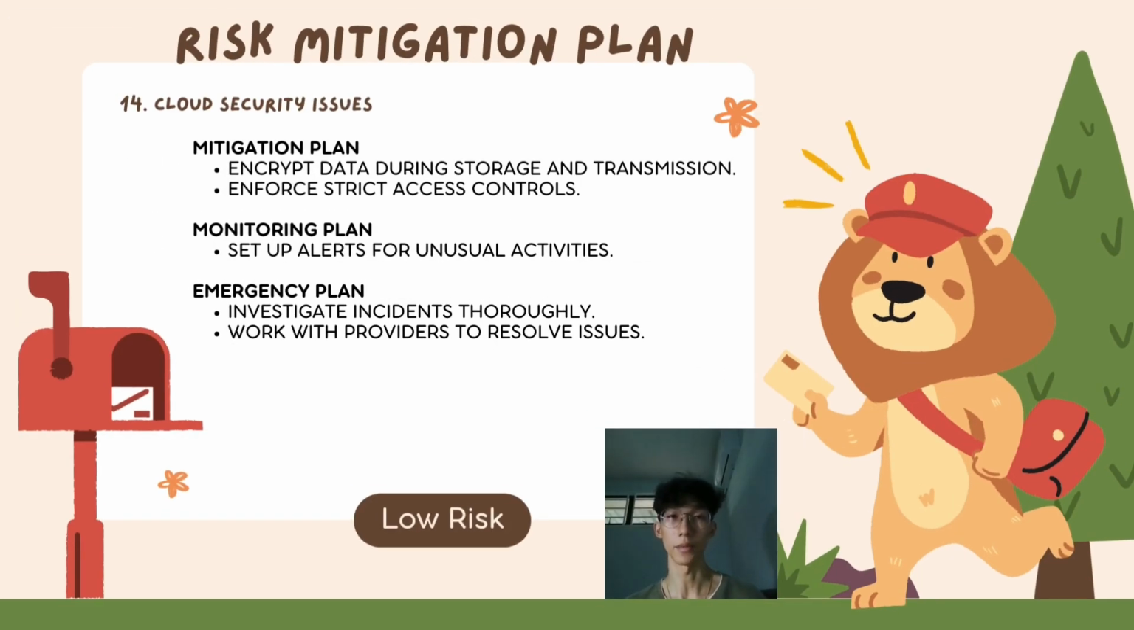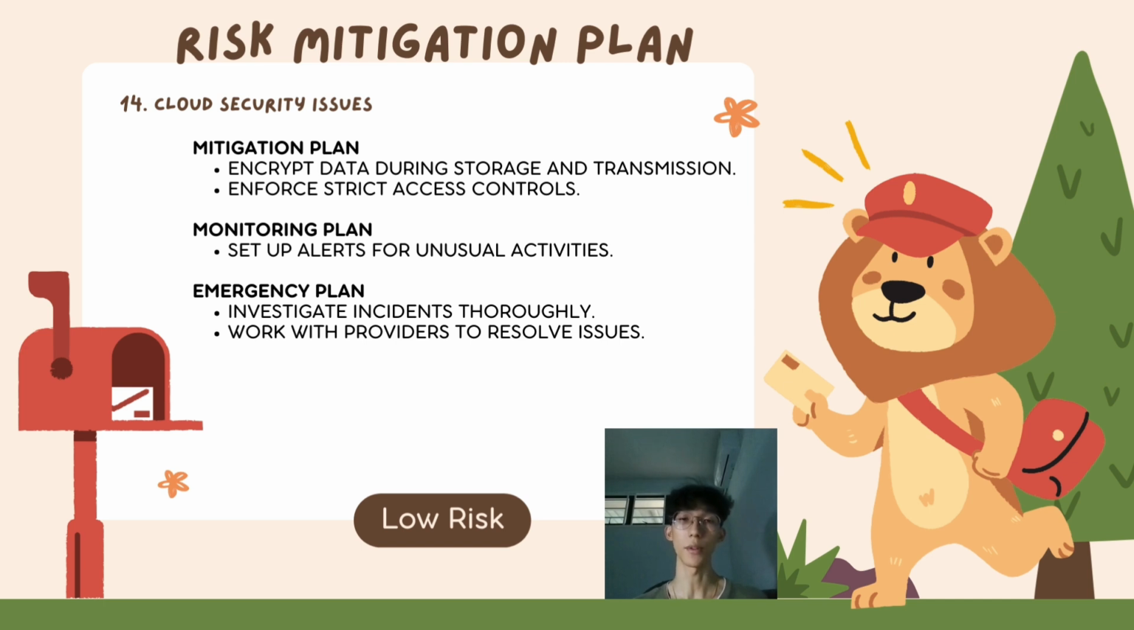Now let's discuss the risk mitigation plan that should be implemented against the low risks, of which there are 7 in total. The first low risk that we identified is cloud security issues. Cloud security issues can arise from misconfiguration, vulnerabilities, or third-party providers' practices, potentially compromising sensitive data and operations. In order to mitigate this risk, the company should encrypt data both during storage and transmission through cloud services, ensuring protection against network snooping.